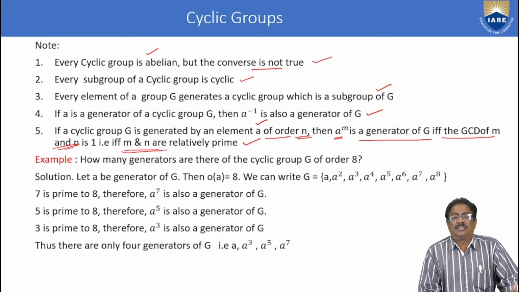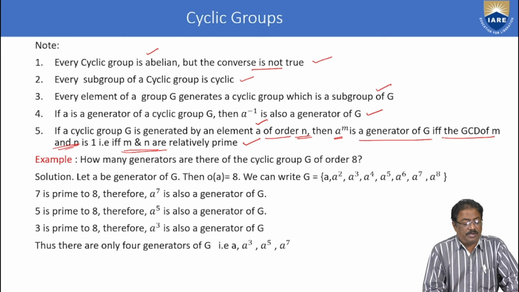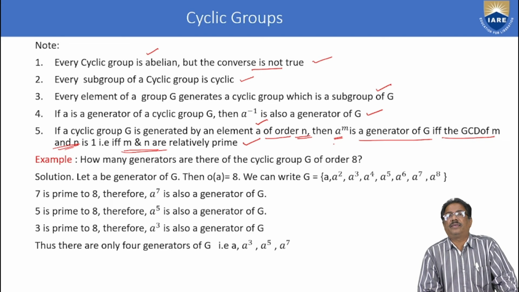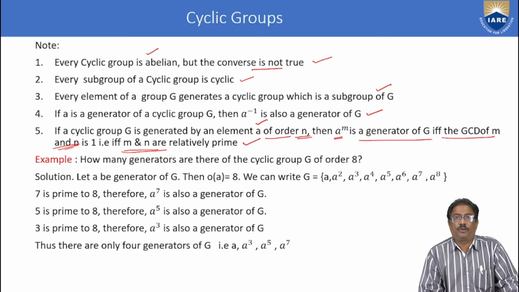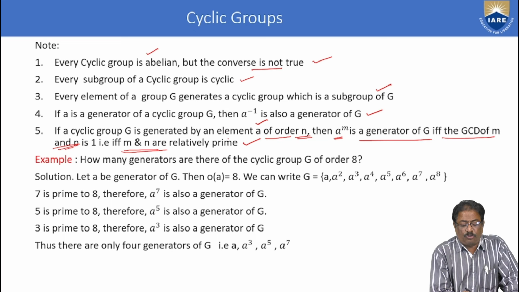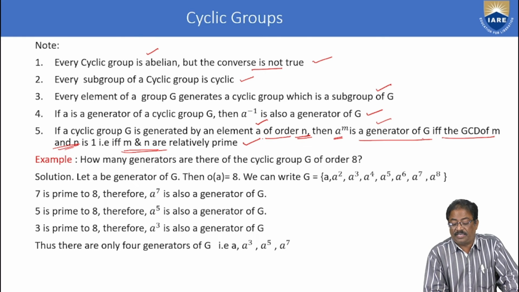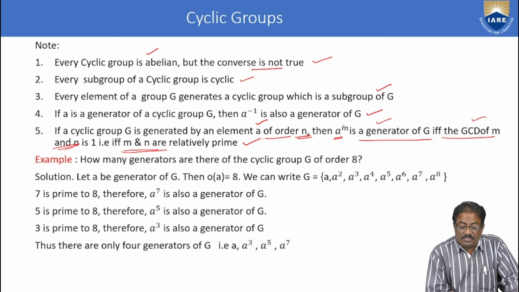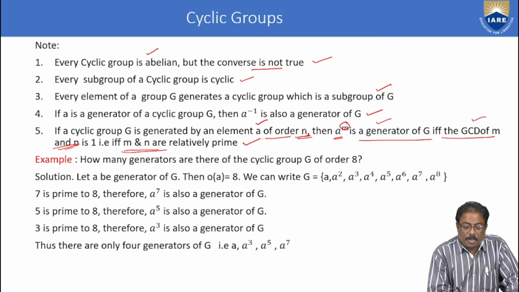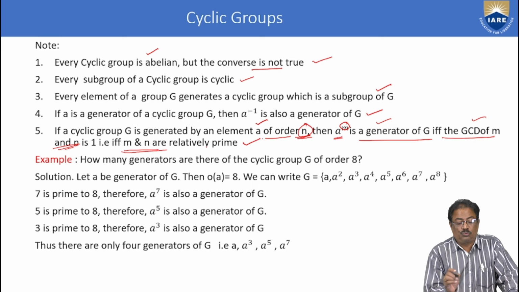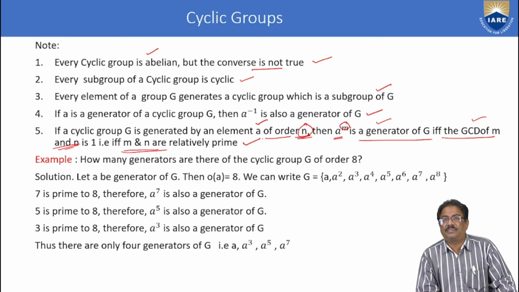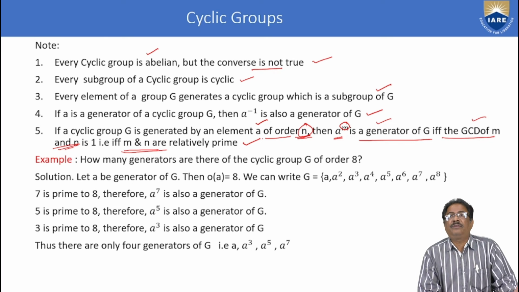This is similar to the last problem. These are some of the properties of a cyclic group. And the last one: for a cyclic group G generated by an element of order n, a power m is also a generator of G if and only if the greatest common divisor of m and n is equal to 1.